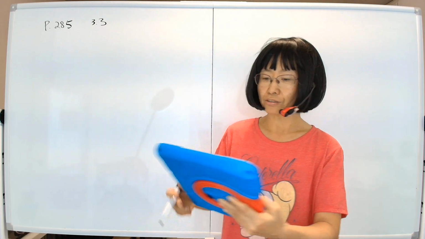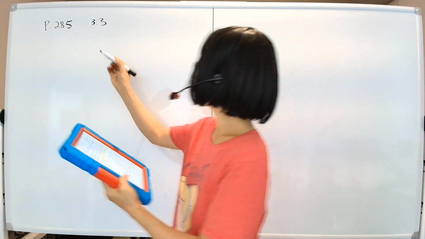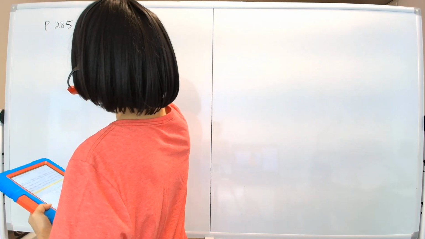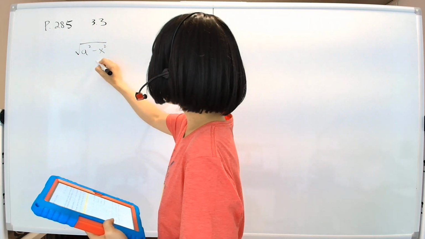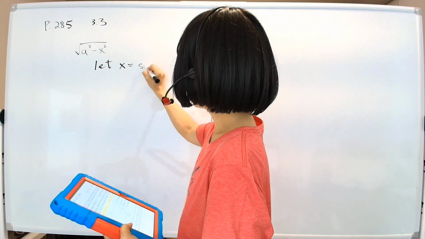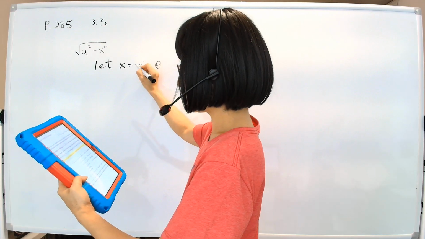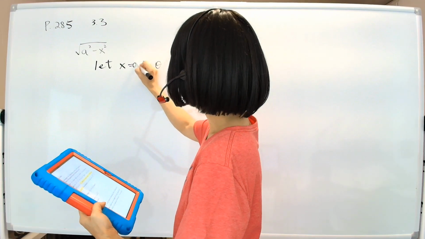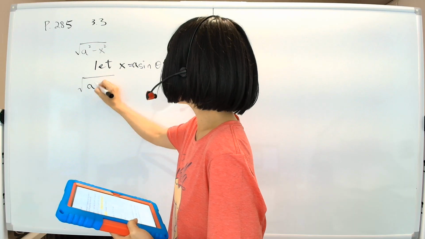If you have the square root of a squared minus x squared, for example, we start with something that has a squared minus x squared, and what we're going to do is let x equal sine theta, okay, in this case. No, actually, to be exact, we'll let x equal a sine theta. We need to take care of the a.